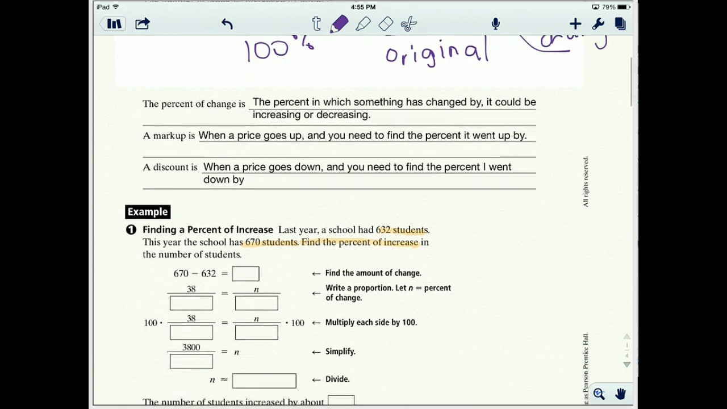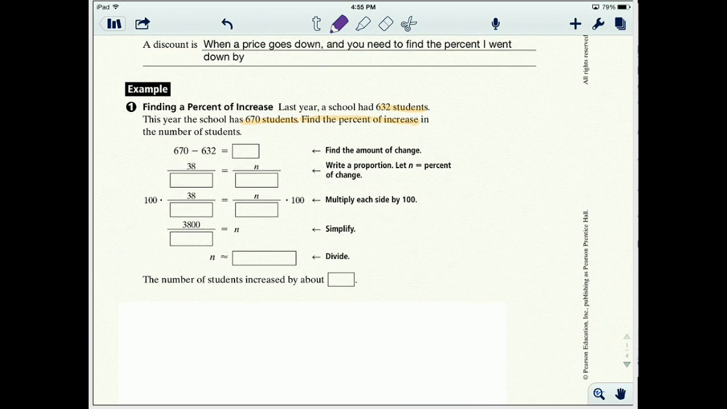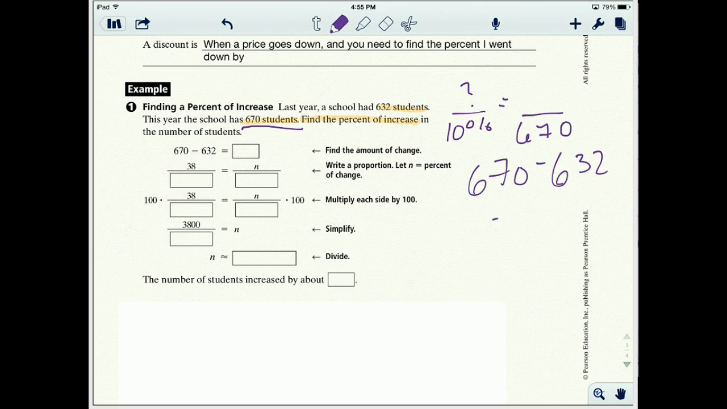Okay, so let's set this up. We don't know percent, so I'm just going to put a question mark. I know it's out of 100%. Do I know how much it changed by? No, but I can find it. I'm going to put the change on top. I know that the original, so before the previous year, it was 632. To find out how much it changed by, I'm going to be doing some subtraction. So I'll do 670 minus 632, and so my answer is it changed by 38 people.